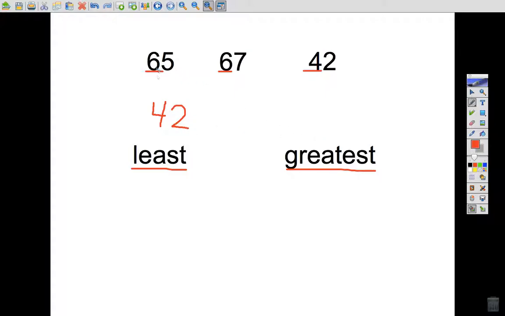As I get bigger, I see that my tens are the same in my next number, so I have to look at the ones. If I'm going least to greatest, smallest to biggest, I want the smaller number in the ones place next. 65, 5 is a smaller number or a lesser number than 7, so I know that 65 comes next, followed by 67. So as you're working today, make sure you're looking carefully first at the tens place, and then you might need to look more carefully and closely at the ones place to also help you.